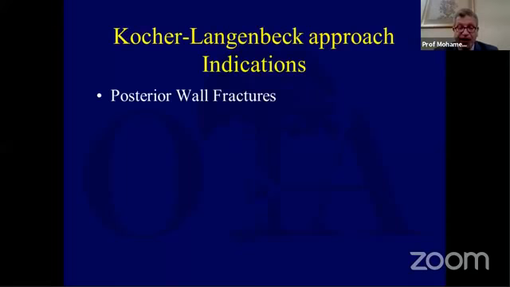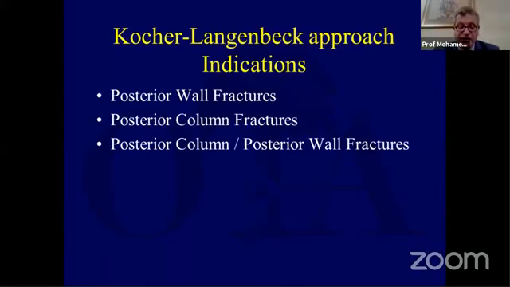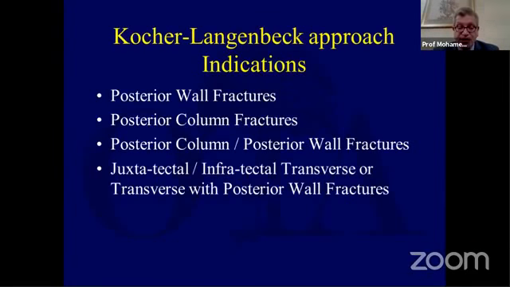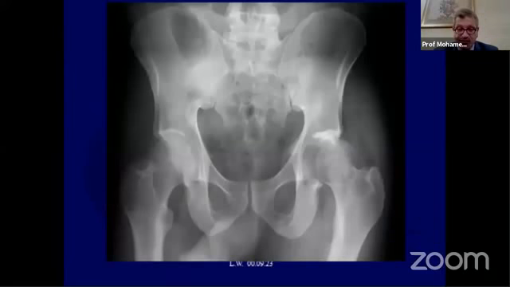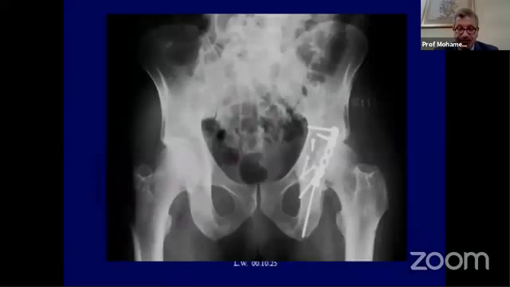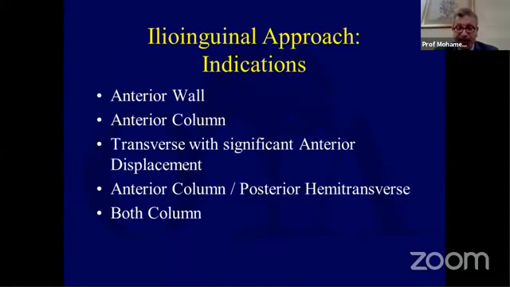The Kocher-Langenbeck indications: posterior wall fractures, posterior column fractures, posterior column and posterior wall fractures, juxtatectal and infratectal transverse or transverse with posterior wall fracture, and some T-type fractures. We will talk about it quickly because Dr. Saad will speak about it in detail.